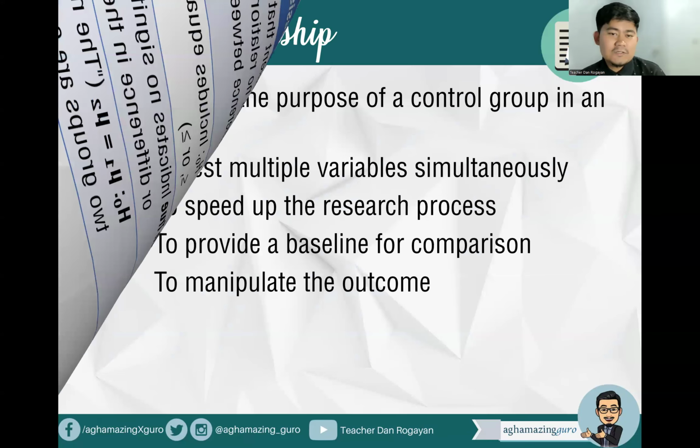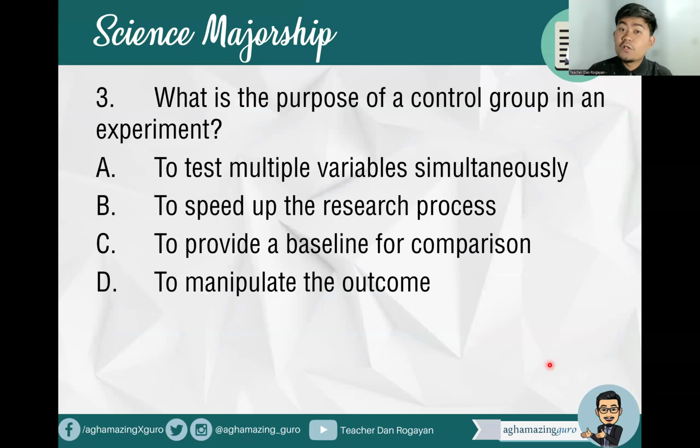Okay? So next question, what is the purpose of a control group in an experiment? A, to test multiple variables simultaneously. B, to speed up the research process. C, to provide a baseline for comparison. Or letter D, to manipulate the outcome.